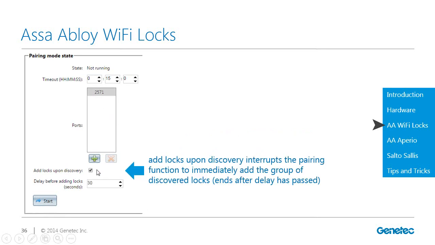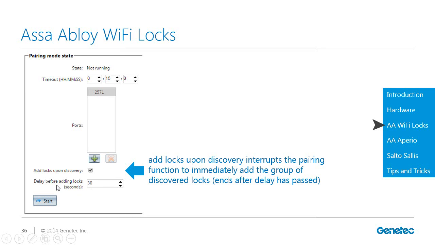You can use the Add Locks Upon Discovery option here, but this will interrupt the pairing process every time a group of locks is added. Basically, you should only use this function if you need to start configuring the locks immediately after they're discovered. If you're using this option, you can also change how long to wait before it considers the discovery finished and adds the lock to the system.